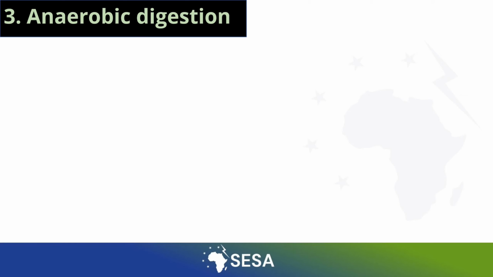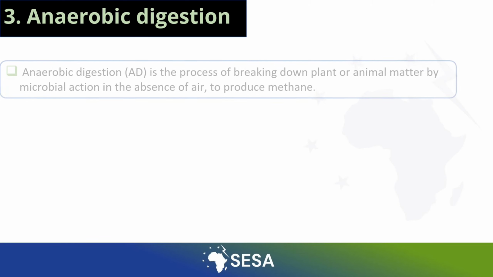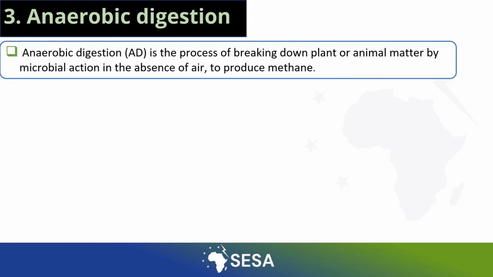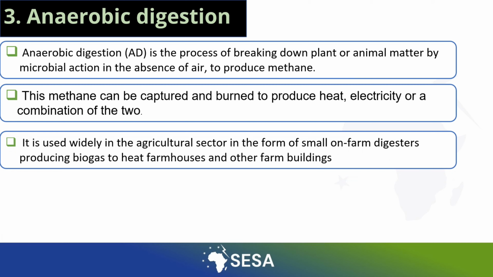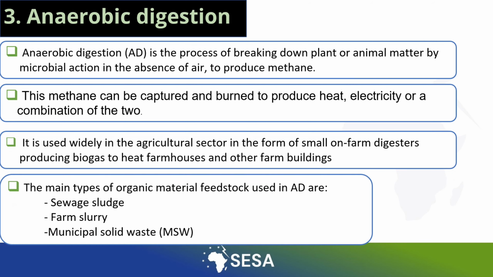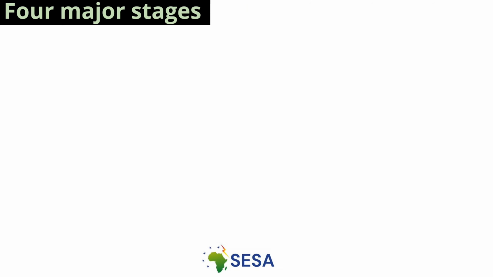The final WTE production system under this lesson is anaerobic digestion. It is a four-stage process that involves a series of biological processes in which microorganisms break down biodegradable material of waste in the absence of oxygen. The four stages are hydrolysis, acidogenesis, acetogenesis, and methanogenesis.